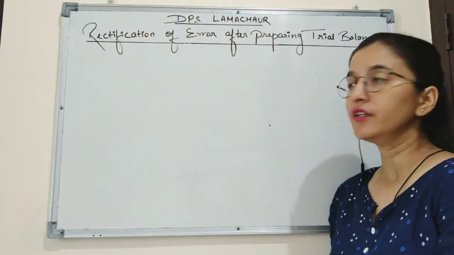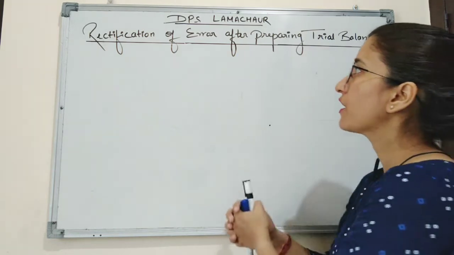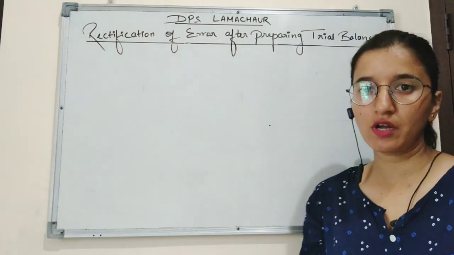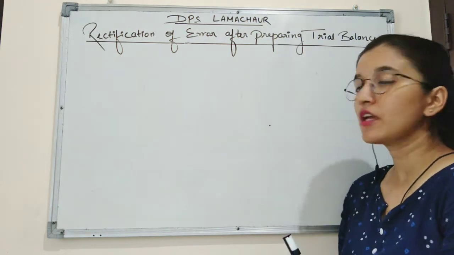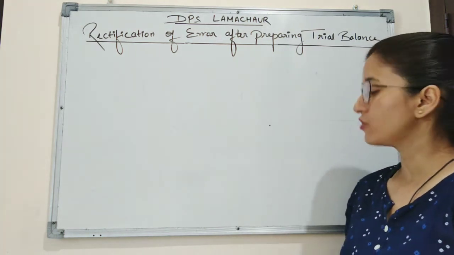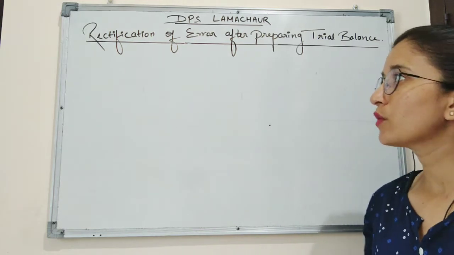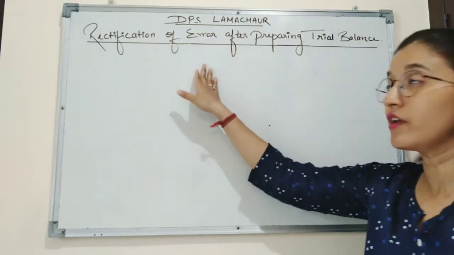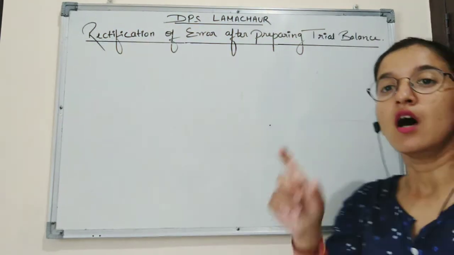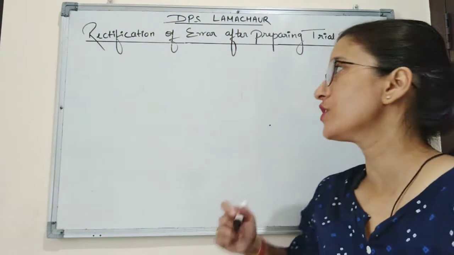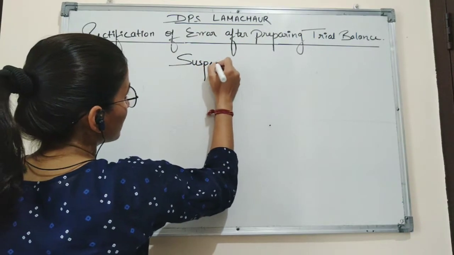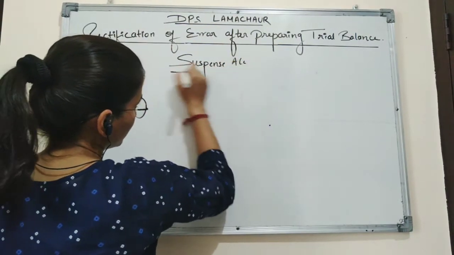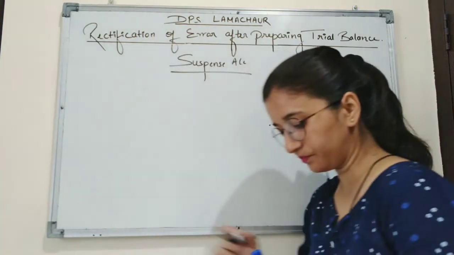Today in this session, we'll be learning about rectification of errors after preparing trial balance. In the previous sessions, we have studied rectification of error before preparing trial balance. So when we solve the question based on rectification of error after preparing trial balance, a new account is opened, which is known as suspense account. Now what is suspense account?